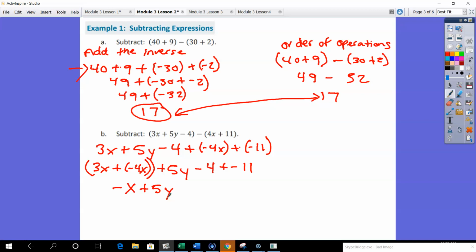And then plus negative 4 plus negative 11 is a negative 15. But we don't end with two signs. So plus sign and minus sign, they're together. Subtraction is the same as adding the opposite, so it's the same as saying minus 15.